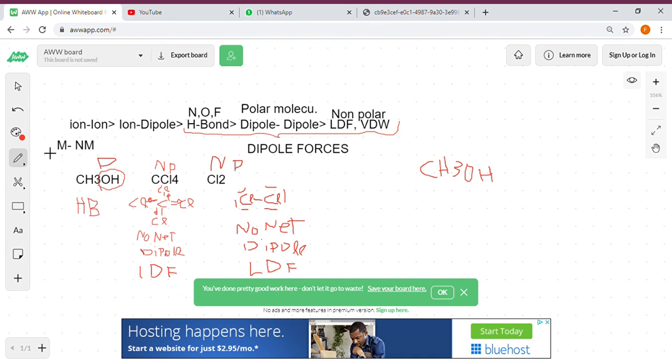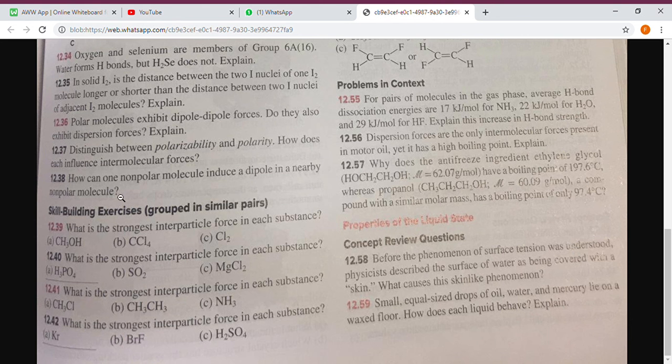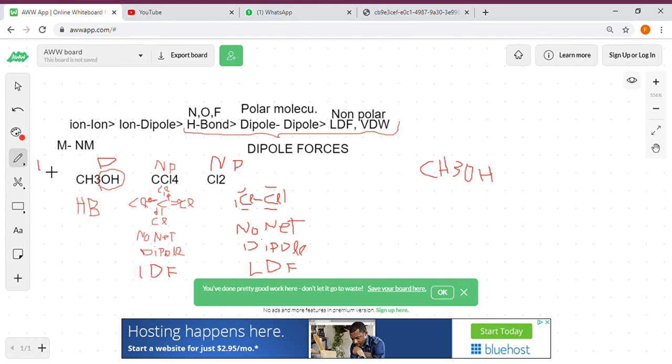This is from the book, it's going to be 1239. I'm going to do the next ones in next videos.